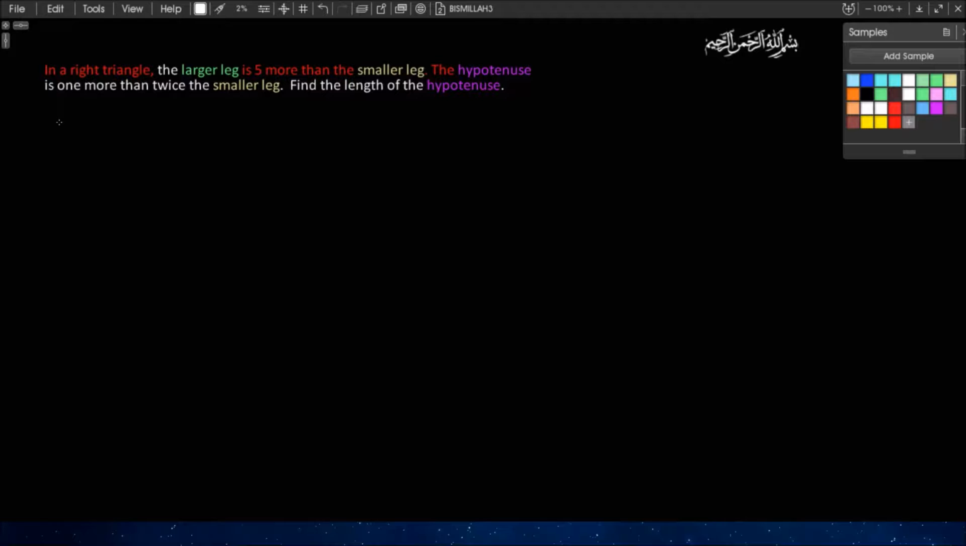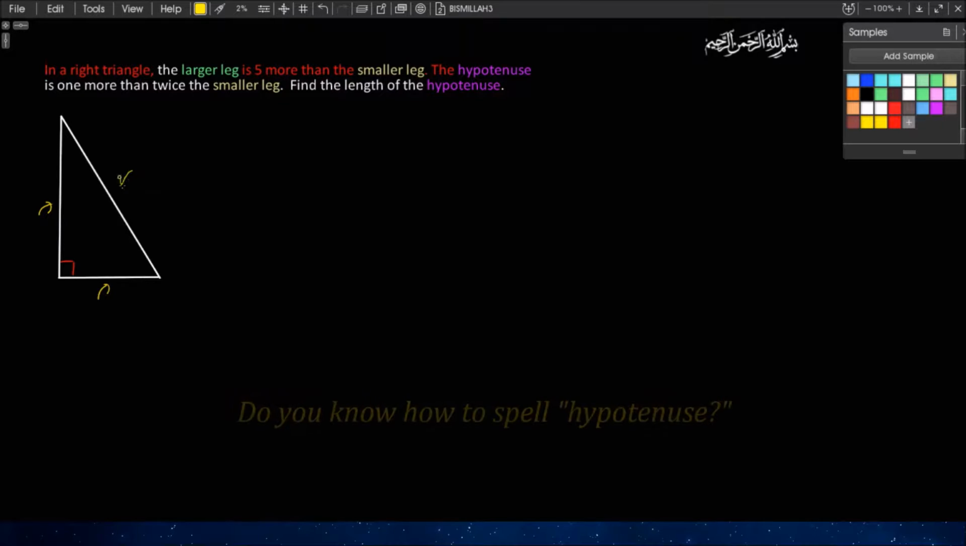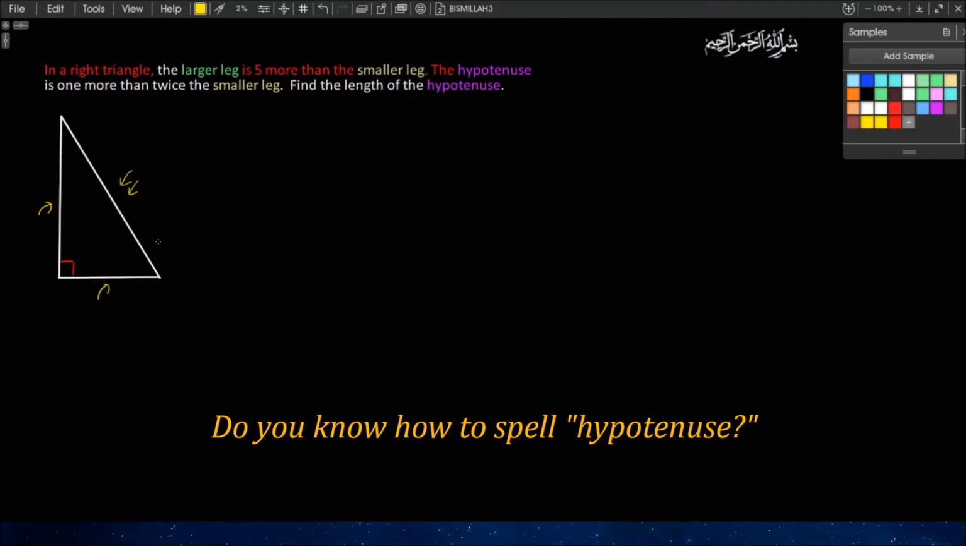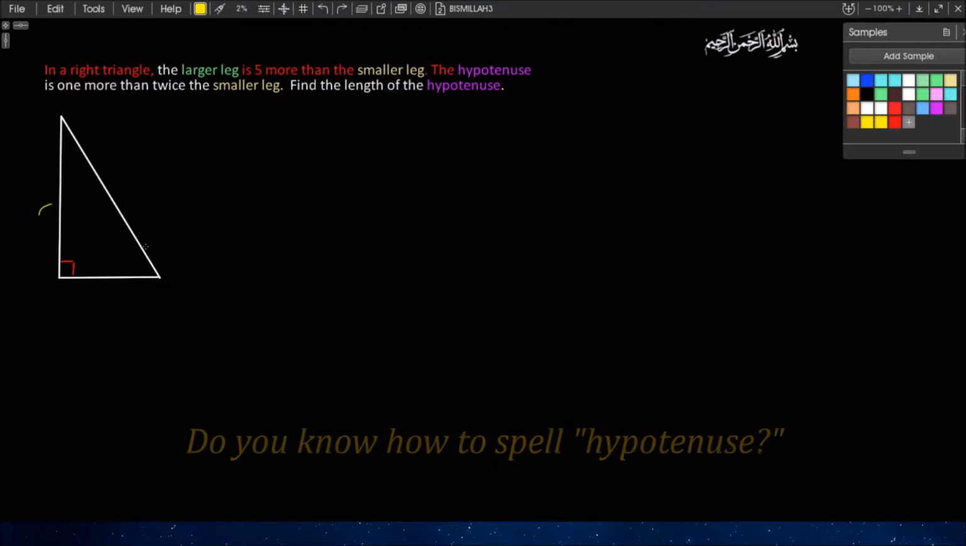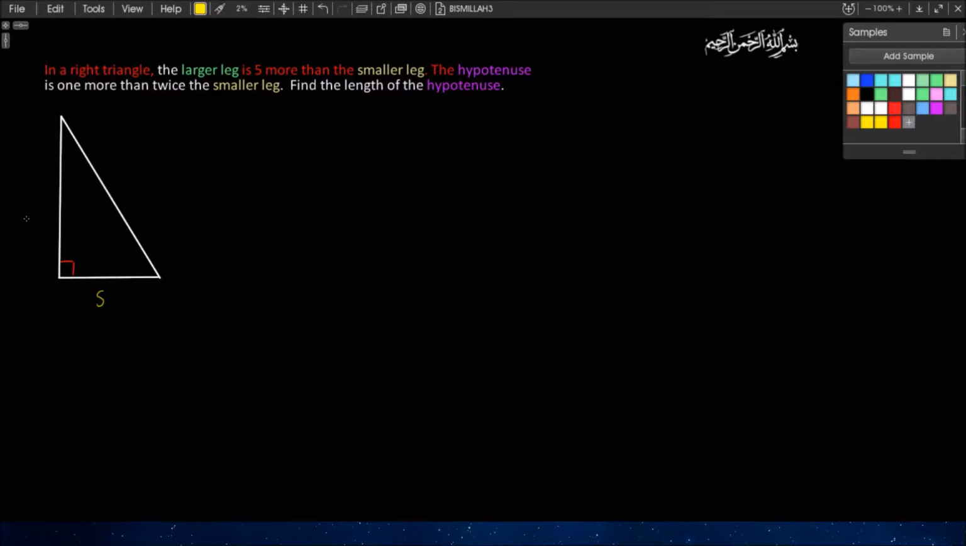Okay, first thing I'm going to do is to draw myself a right triangle like this. It doesn't really matter how it looks as long as one leg is larger than the other one. So here's a right triangle. Of course, a right triangle has 2 legs and a hypotenuse. That's over here, that's the hypotenuse. This is going to be my smaller leg, and this is going to be my larger leg, and that's going to be the hypotenuse.